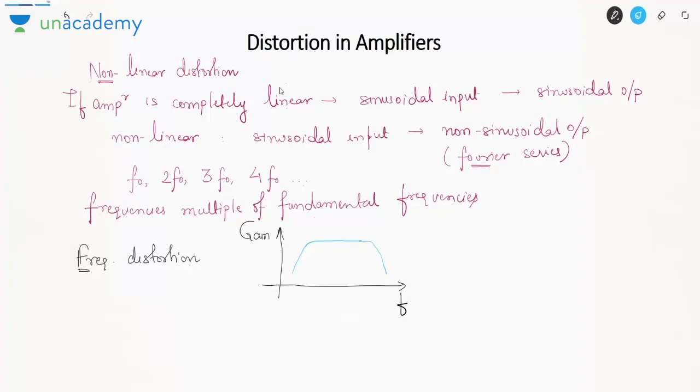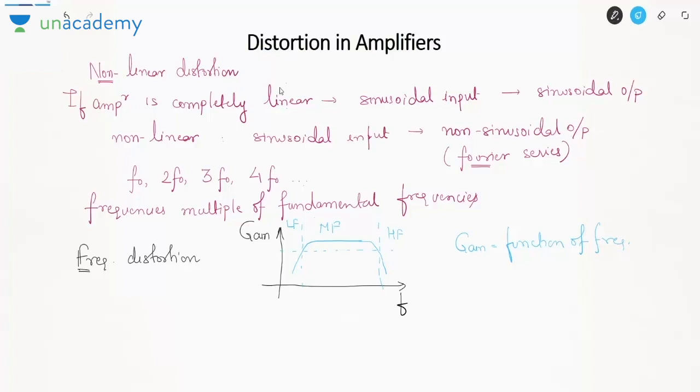Okay. So, this is low frequency and this is high frequency. This is mid frequency. So, we have three regions and gain is basically a function of frequency. Since the gain is a function of frequency, different frequencies will have different gain, and that is called frequency distortion. That is, different frequencies are amplified by different amounts, and that is the case with every amplifier.